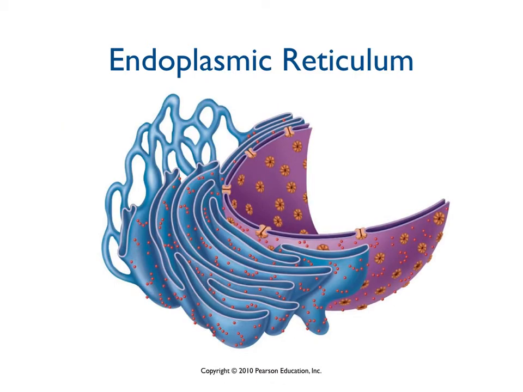Okay, looking at the larger version of the rough endoplasmic reticulum, first take note of the overall shape of this organelle. Notice that it kind of looks like a stack of tubes that have been smashed together and attached to the nuclear envelope. Again, to highlight, here is the rough endoplasmic reticulum.